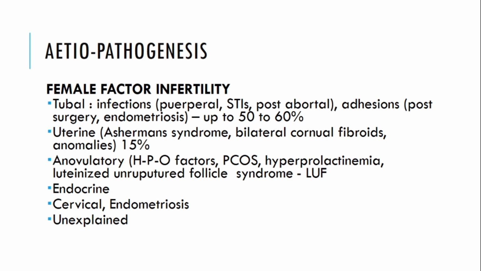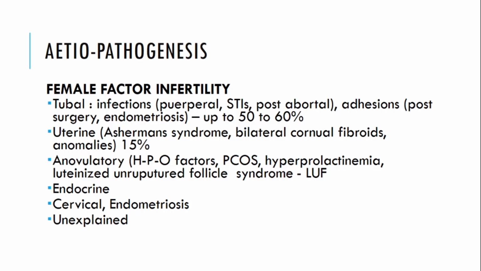Then for the anovulatory factor, the commonest is polycystic ovary syndrome, which is also a prominent problem which can make a woman not produce eggs for fertility to occur. Hyperprolactinemia is also among the anovulatory causes. The endocrine causes can also, the cervical causes, cervical hostility. Then endometriosis, especially the mild ones, may not necessarily present with intraperitoneal adhesions. But for some unknown reasons, mild endometriosis can actually be a cause of infertility, and such women may actually benefit from assisted reproductive technology.